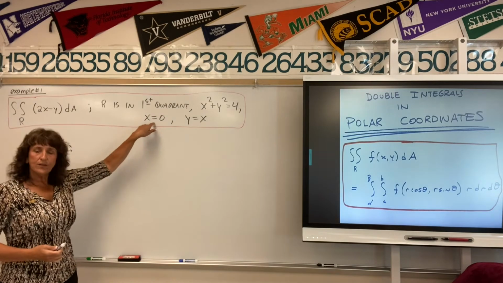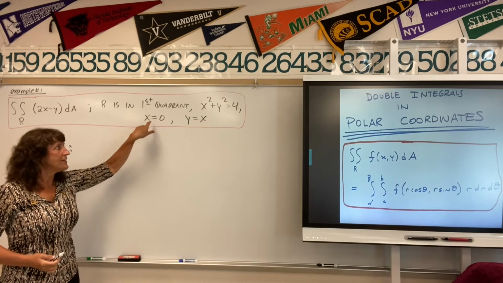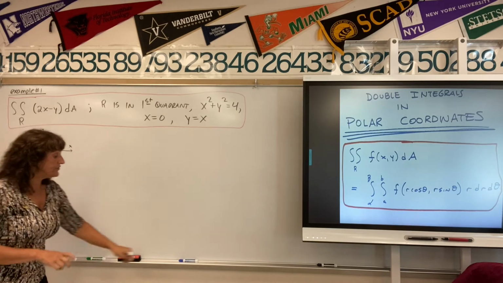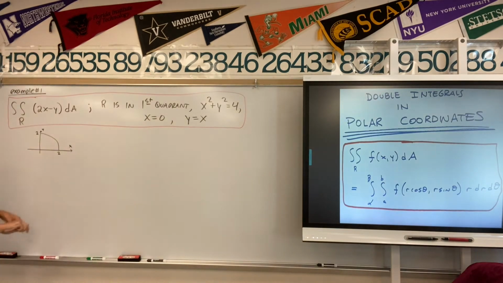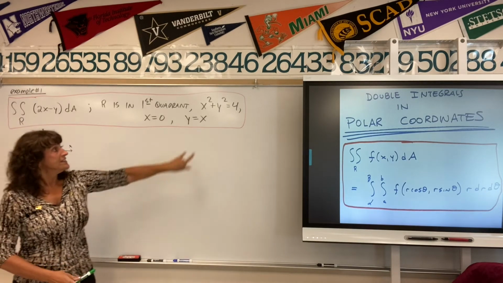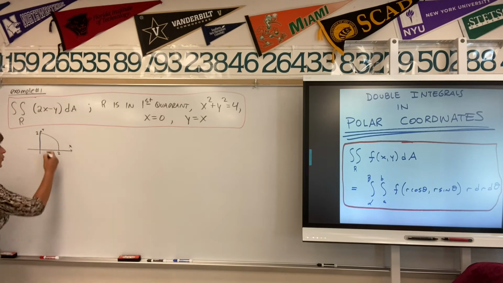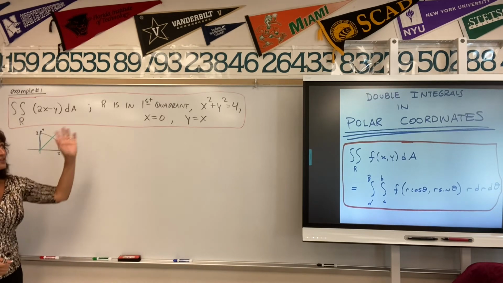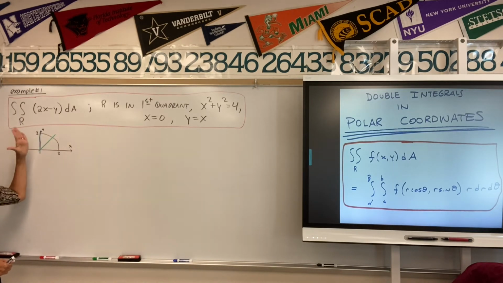Now, x equals 0 is the equation of a vertical line. So x equals 0 is actually going to be my y-axis. Then I wanted the line y equals x. Y equals x looks like this right here. So I'm looking for the region bounded by the circle, the y-axis, and y equals x. It's here.